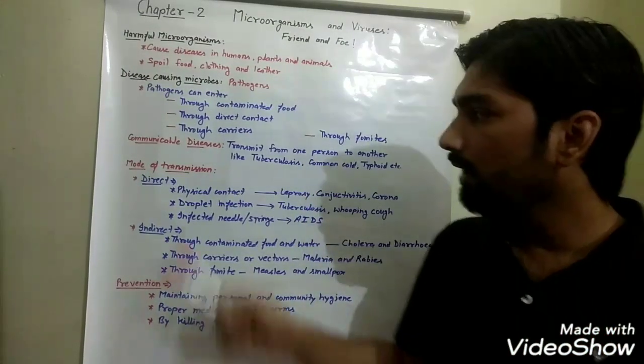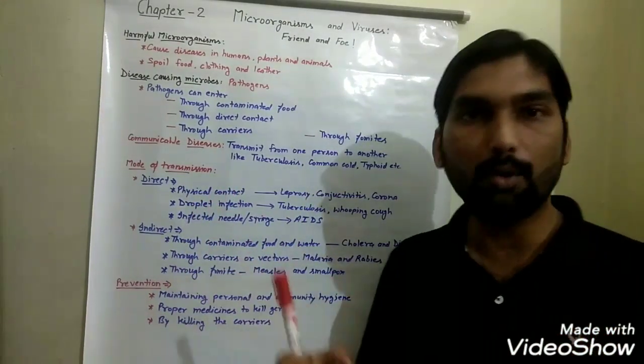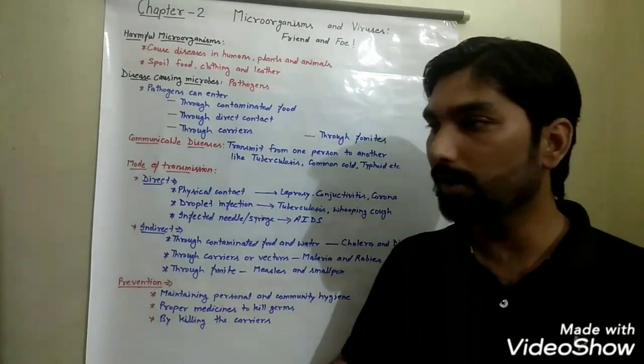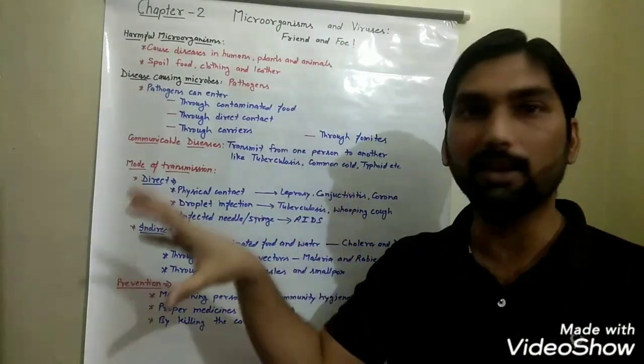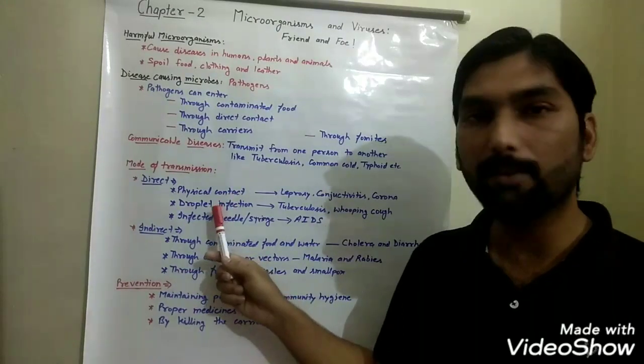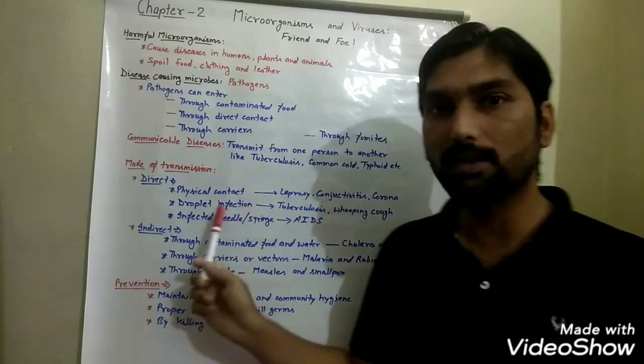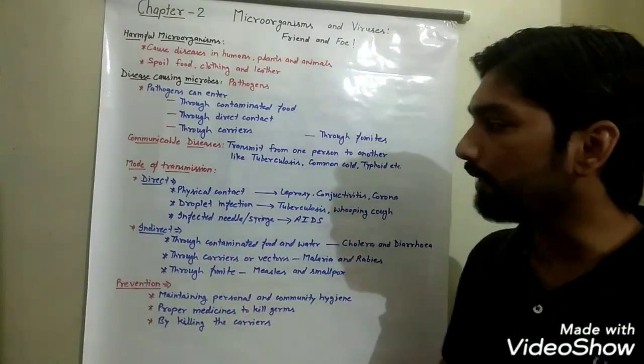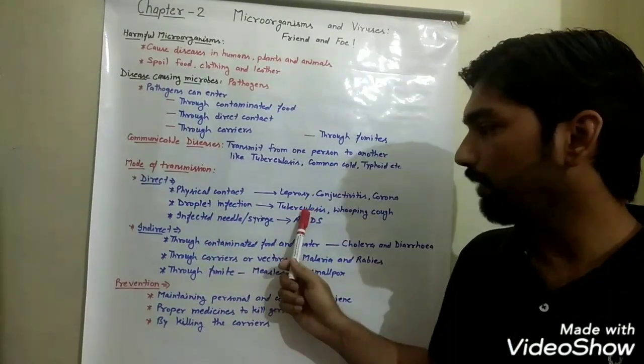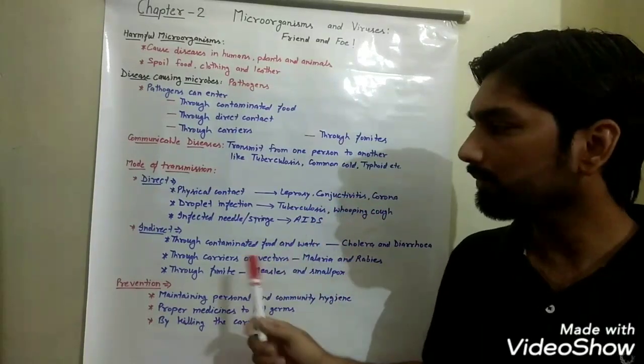So again, these microbes, since they are very small in size, can transmit from an infected person to a healthy person through droplet infection by coughing or sneezing. Some examples of diseases which can transmit through droplets are again tuberculosis or whooping cough.